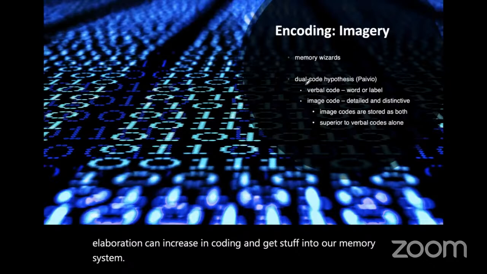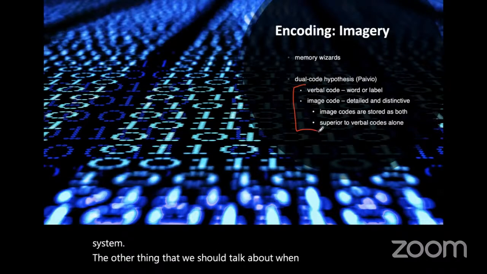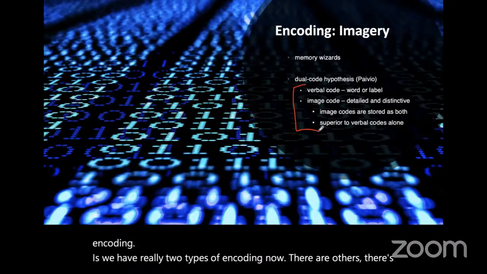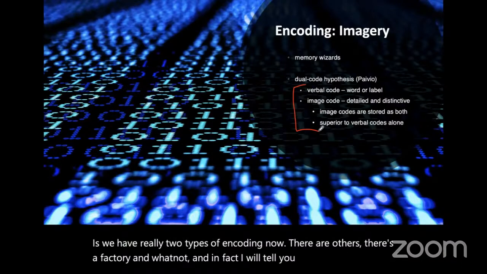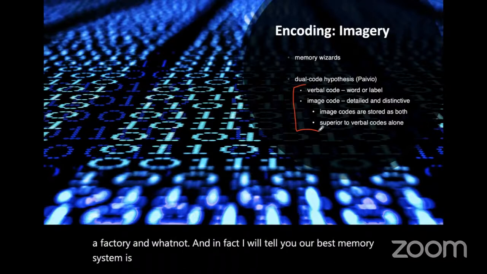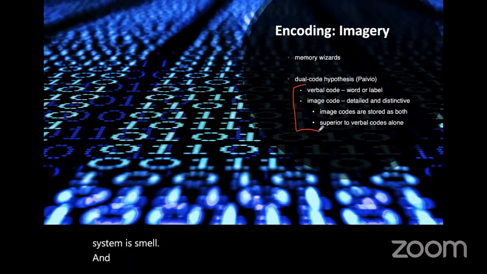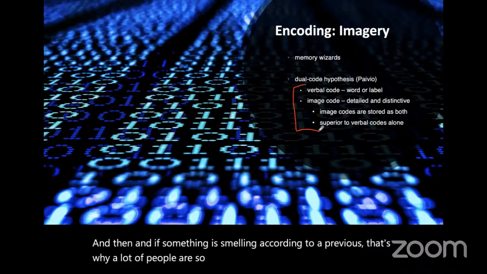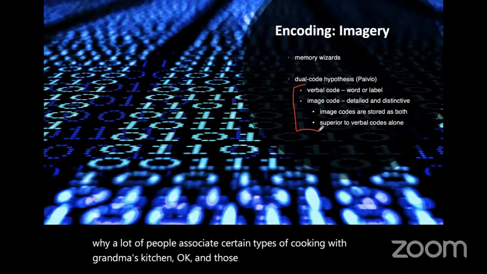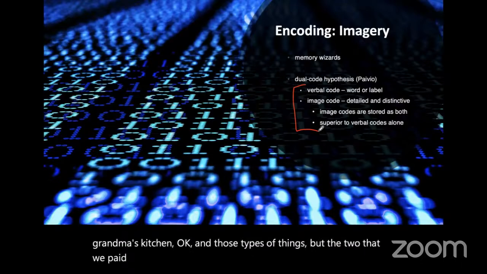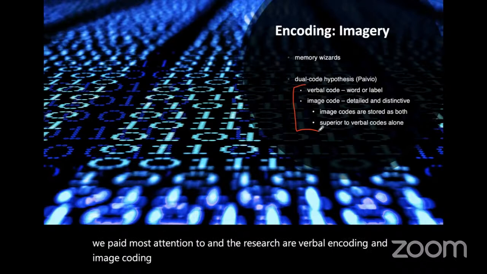The other thing we should talk about when it comes to encoding is that we have really 2 types of encoding. Now, there are others, like olfactory. In fact, I will tell you, our best memory system is smell. That's why a lot of people associate certain types of cooking with grandma's kitchen. But the 2 that we've paid most attention to in the research are verbal encoding and image encoding. And the question is, which is better?